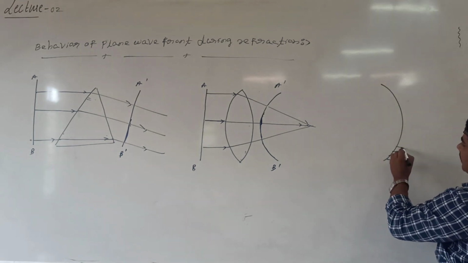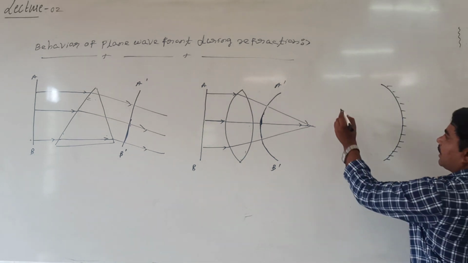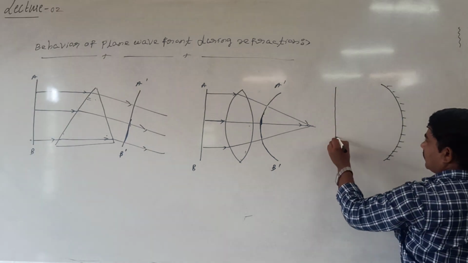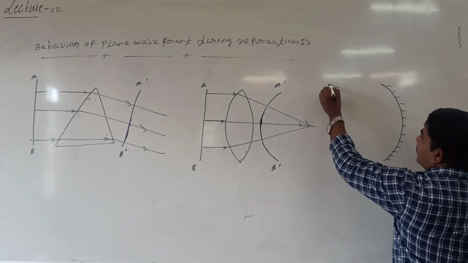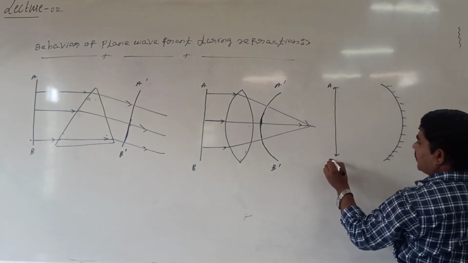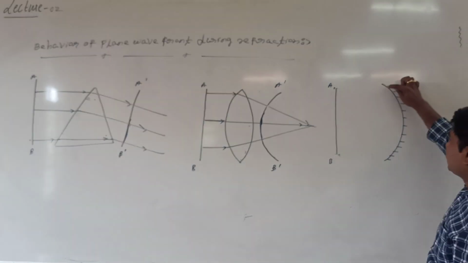I can take this, which is nothing but a concave mirror. Simply I can take a concave mirror. Now I can take one more plane mirror. See here, this is what? A plane wavefront I can take. Say this plane wavefront is equal to AB. This is the plane wavefront, and this is the concave mirror.